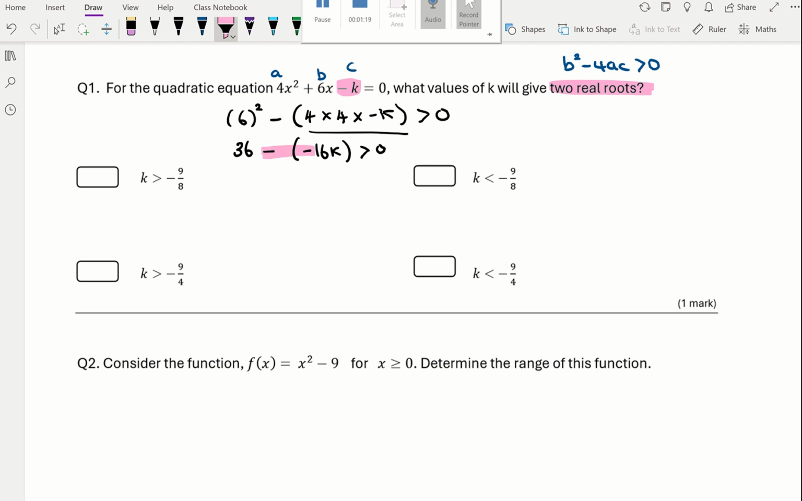Those two together directly next to each other make a plus, so this is 36 plus 16k is bigger than 0. I'm going to move the 36 by subtraction, so 16k is bigger than negative 36. I'm going to divide by 16, so k is bigger than negative 36 over 16, which is negative 9 over 4. So k is bigger than negative 9 over 4.